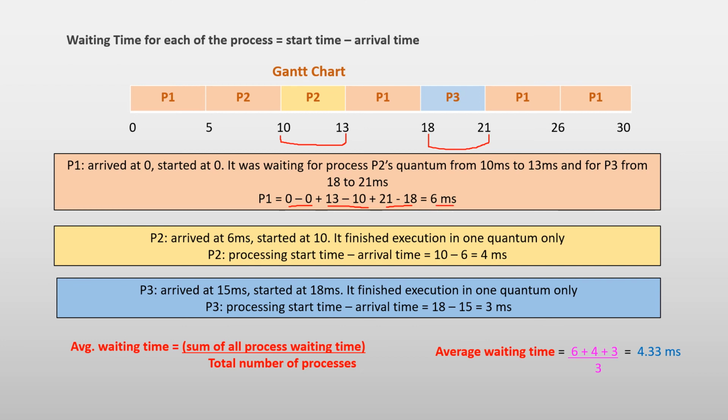On the other hand, P2 started its execution at 10 milliseconds and finished at 13 milliseconds, and it did not wait for other processes. But it had to wait at the beginning, because it arrived at 6 milliseconds and started at 10 milliseconds, so it waited 4 milliseconds. Similarly, P3 arrived at 15 but started execution at 18 milliseconds, so it waited 3 milliseconds. So the total waiting time is 6 plus 4 plus 3, and the average waiting time is 4.33 milliseconds.